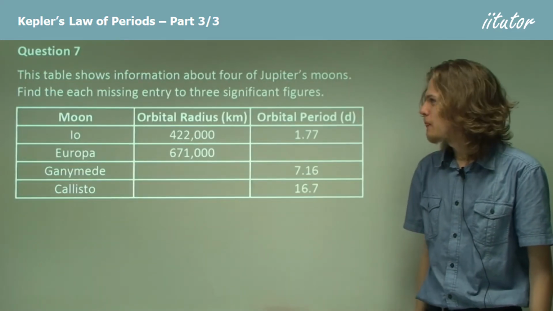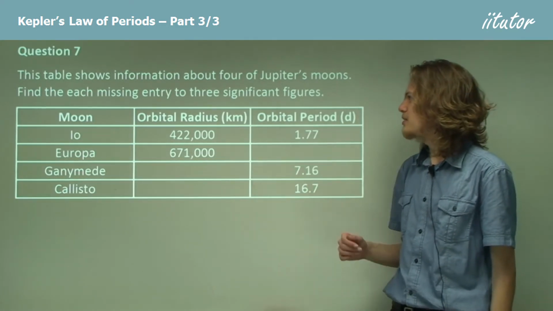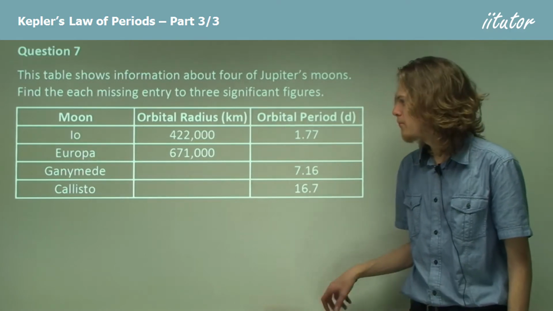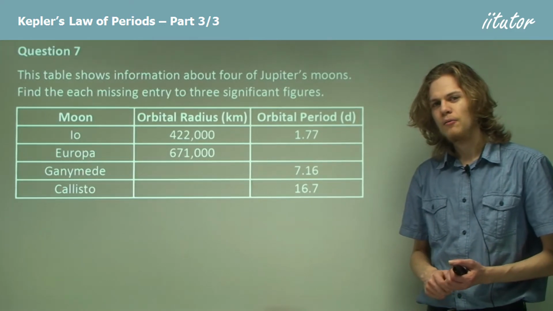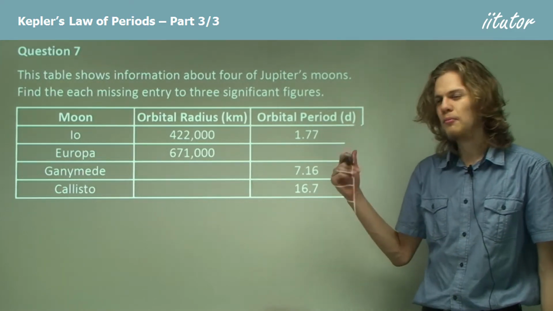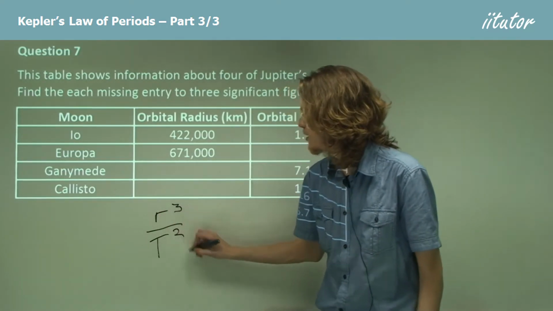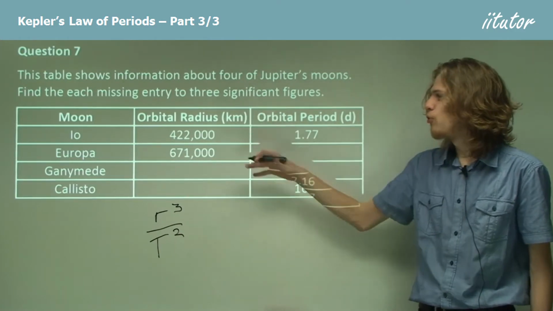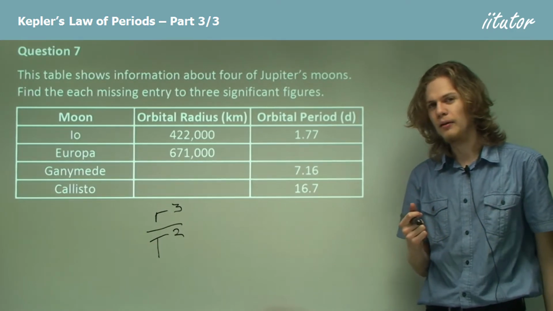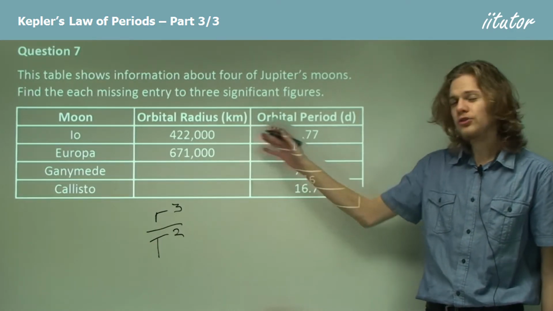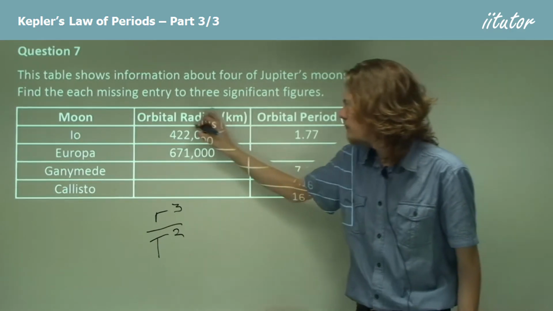Question 7. This table shows information for 4 of Jupiter's moons. Find the missing entry to 3 significant figures. Now, how would we go about figuring this one out? Well, it's quite simple, really. All we have to do is remember that r cubed over T squared is a constant number for all 4 of these moons, because they're all orbiting the same central body, right?